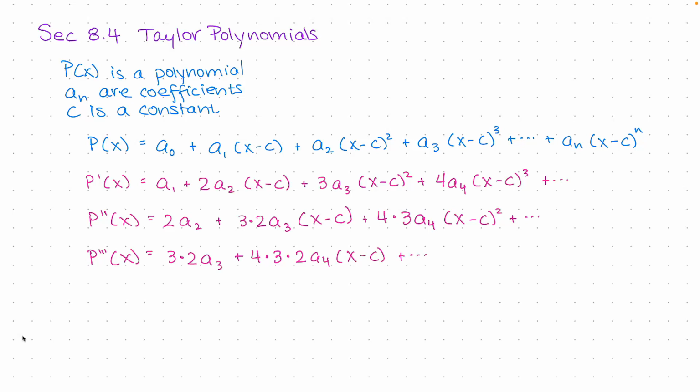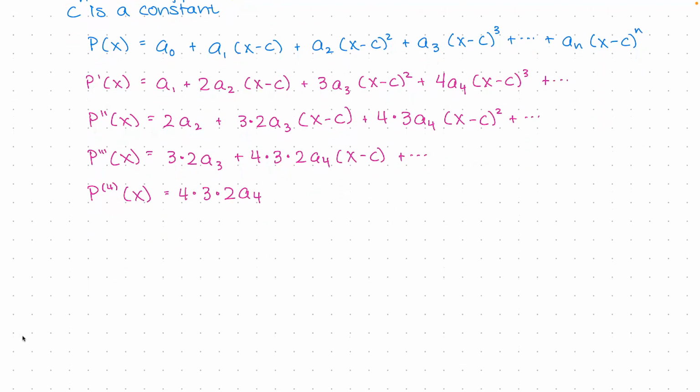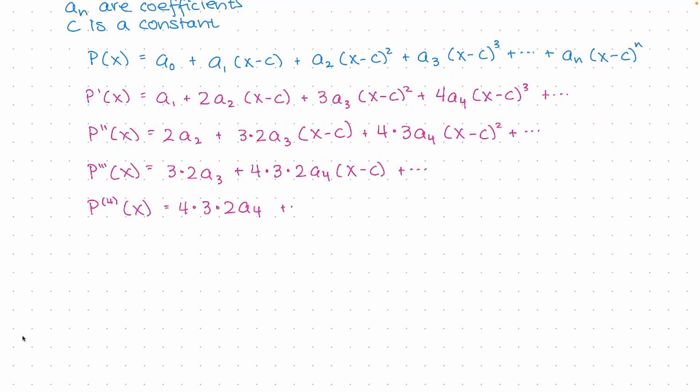I'm only going to go one more, but let's go one more. Let's find the fourth derivative. So that's going to be 0 for the first term. The next one is just going to be 4 times 3 times 2, a sub 4. Good times, right?